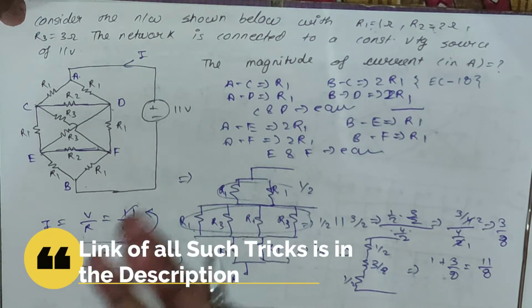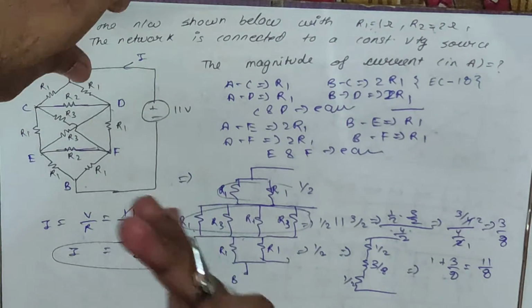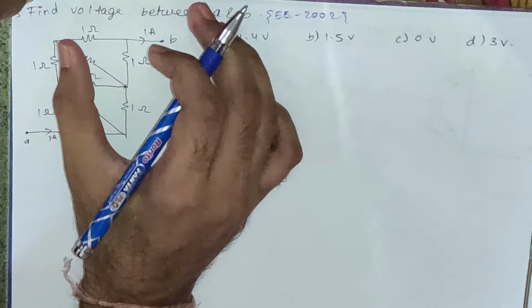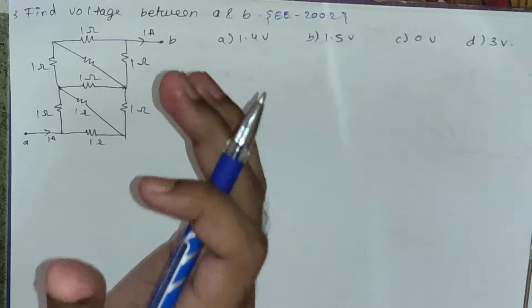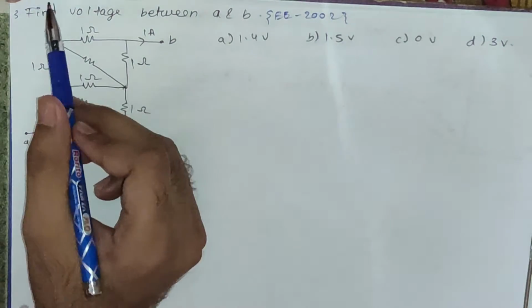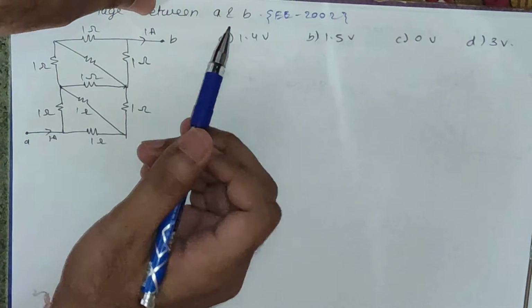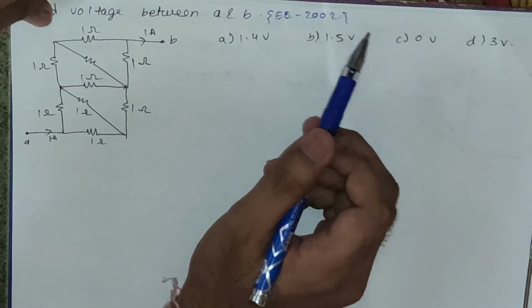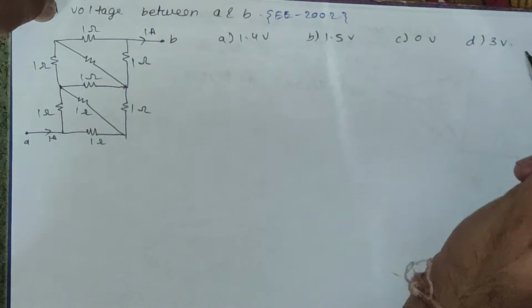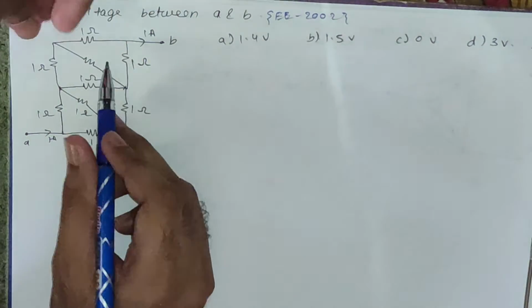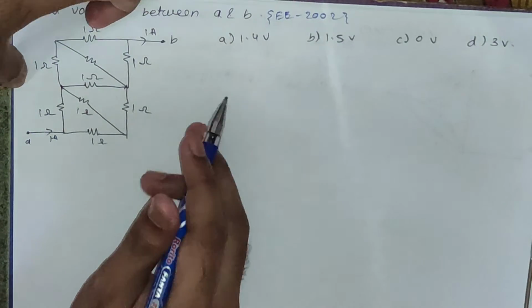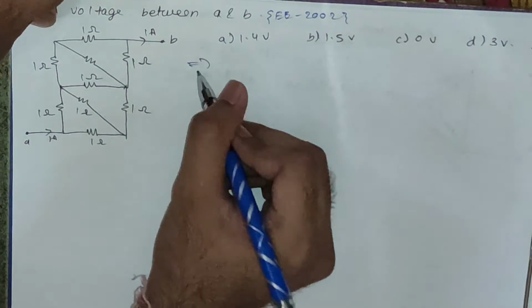Now let's see another sum so that we will be more clear about this trick. Yes, this is an interesting question which will check whether you understand the concept or not. Okay, so the question is find voltage between A and B, and the question is from EE 2002. The circuit is here and the options are here. We have to check for the equivalent resistance of this circuit. Okay, so the trick says first you have to check for Wien bridge.